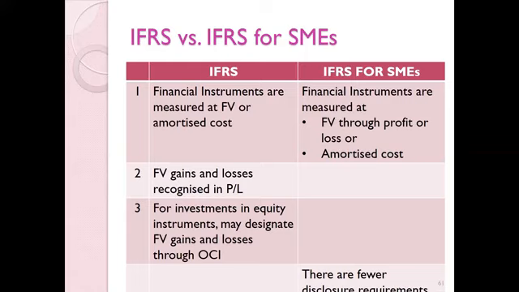So as you can see, the IFRS for SMEs being a little bit more basic and simplified, so that it's easy in terms of implementation. For full IFRS, your fair value gains and losses are recognized in profit or loss. And for investments in equity instruments, you may designate fair value gains and losses to go through OCI. Whereas you can see for IFRS for SMEs, they don't have those complications. There are also a lot fewer disclosure requirements when you are applying IFRS for SMEs in terms of financial instruments.